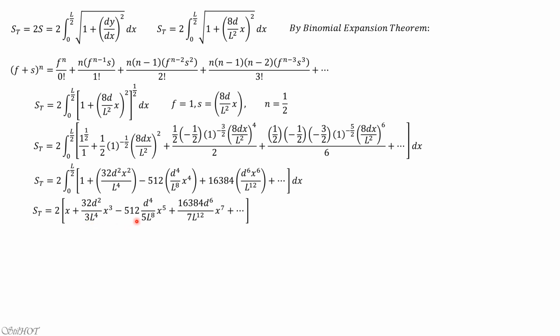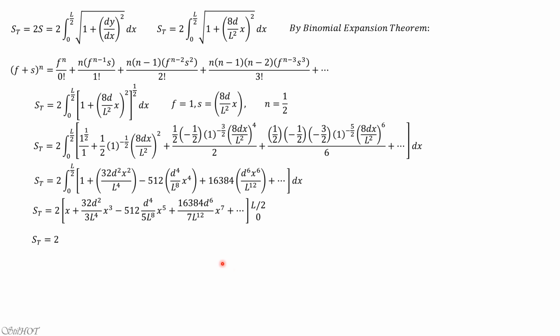Minus 512 d to the 4th over L to the 8th. Then the integral of x to the 4th is x to the 5 over 5. So that's it. Then plus 16,384 d to the 6 over L to the 12. Integral of x to the 6 is x to the 7 over 7. Limits 0 to L over 2.